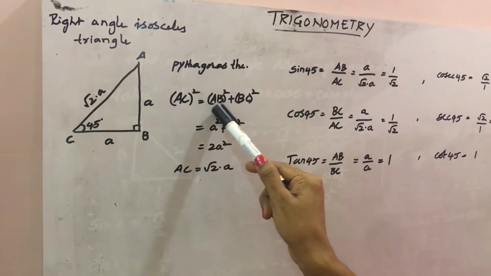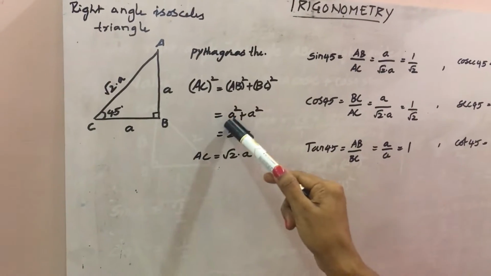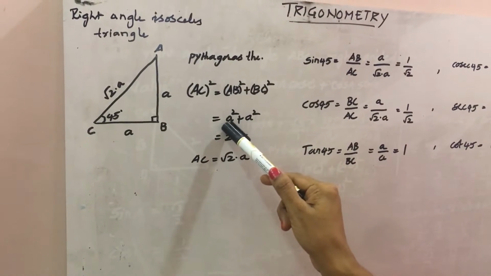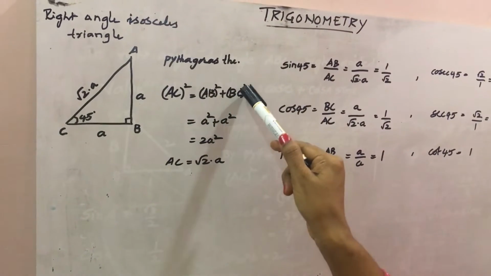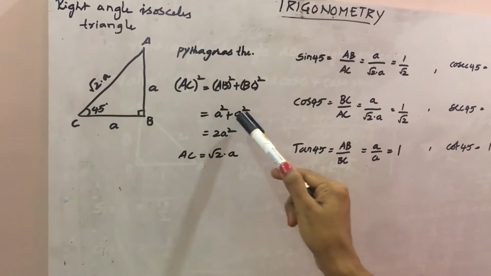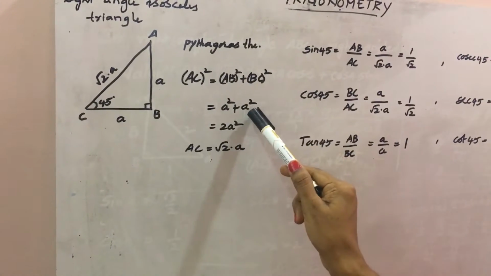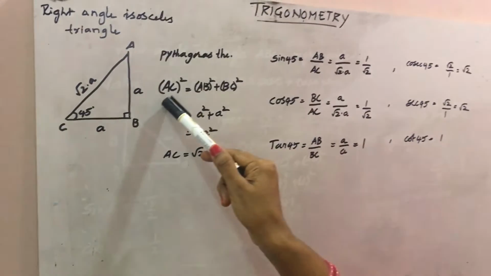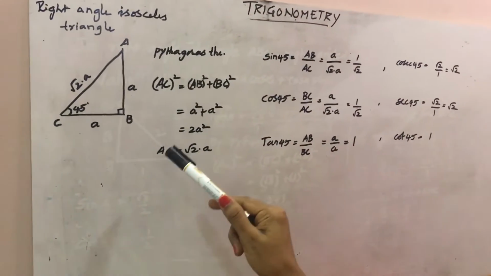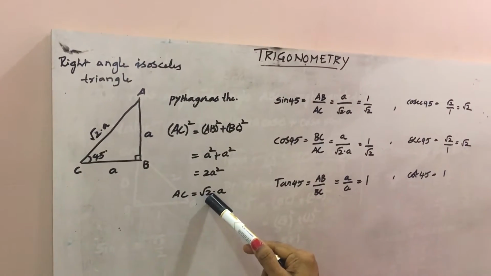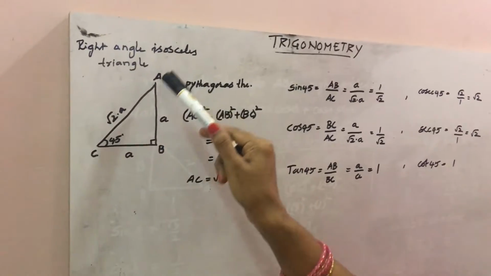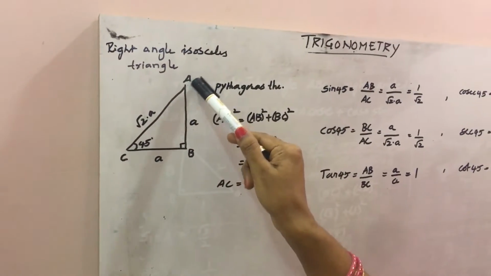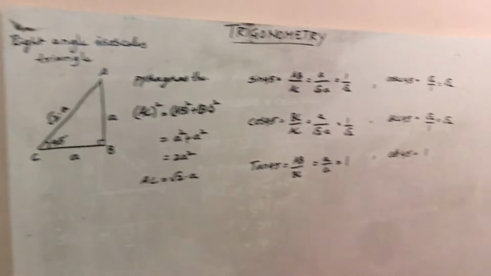Now AB is equal to what is the value? A. AB square is there, that's why we have to write A square, plus BC, we know, is A. This is also A square here. A square plus A square is equal to 2A square. AC square is equal to 2A square. AC is equal to under root of 2 into A. This is the length of side hypotenuse, that is root 2 into A.